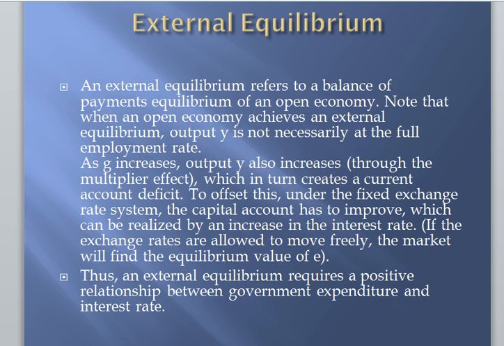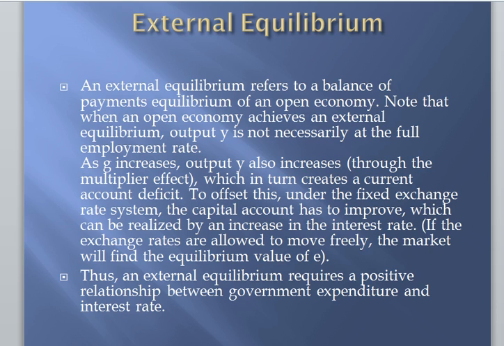Which is external to the economy. So, in an open economy, it achieves an external equilibrium. Output is not necessarily at the full employment rate. As government spending increases, output Y also increases, which in turn creates a current account deficit. To offset this, under a fixed exchange rate system, the capital account has to improve, which can be realized by an increase in the interest rate.